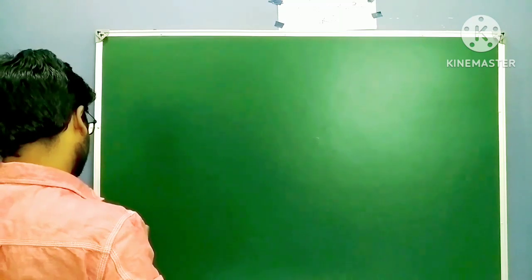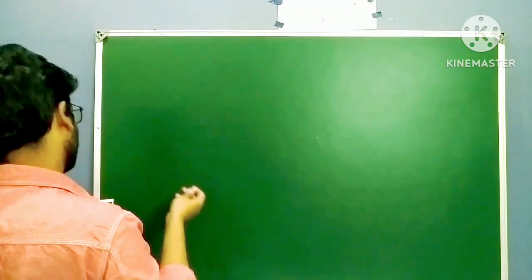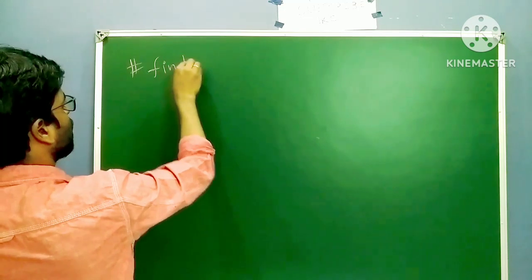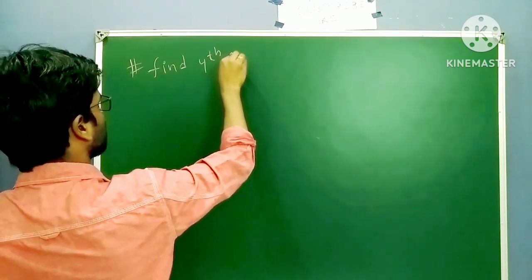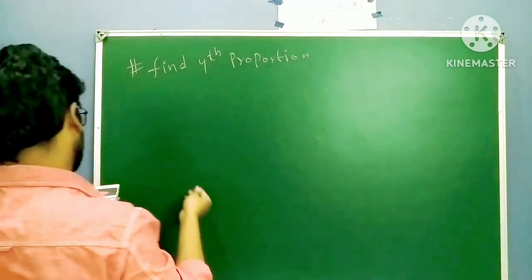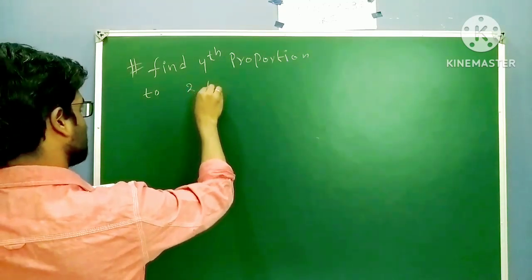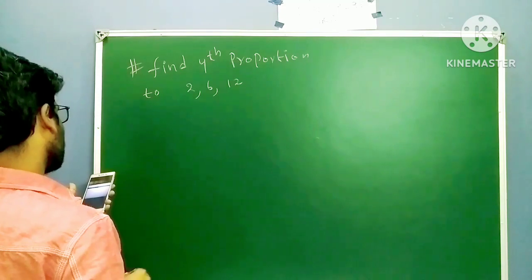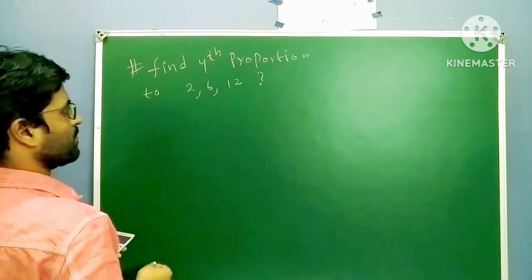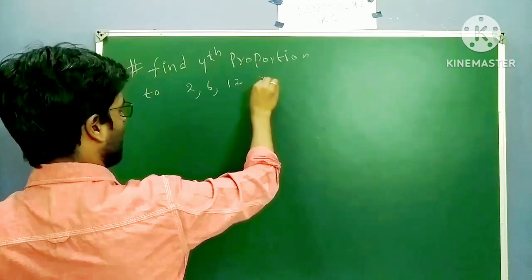Okay, so next one, find the fourth proportion to 2, 6, 12. What you have to do is take some number here. Suppose I am taking a number x here, that is the fourth proportion. I have to calculate this.